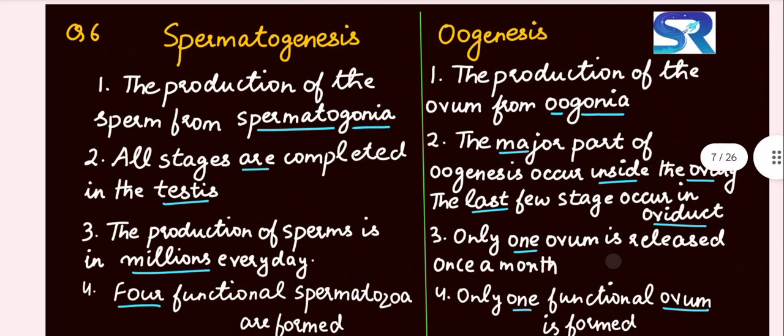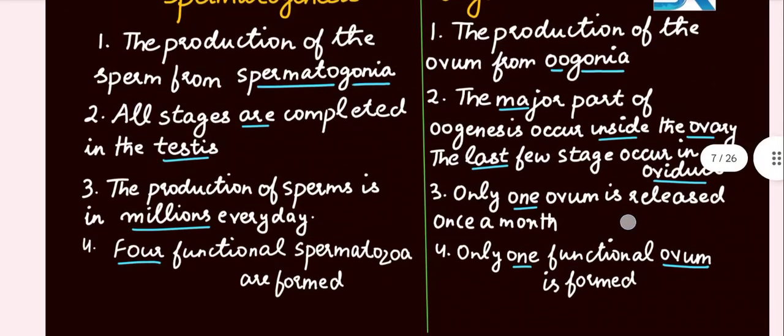Sixth question. Spermatogenesis is the production of the sperm from spermatogonia. Second, all stages are completed in the testes. The production of sperm is in millions every day. Four functional spermatozoa are formed.